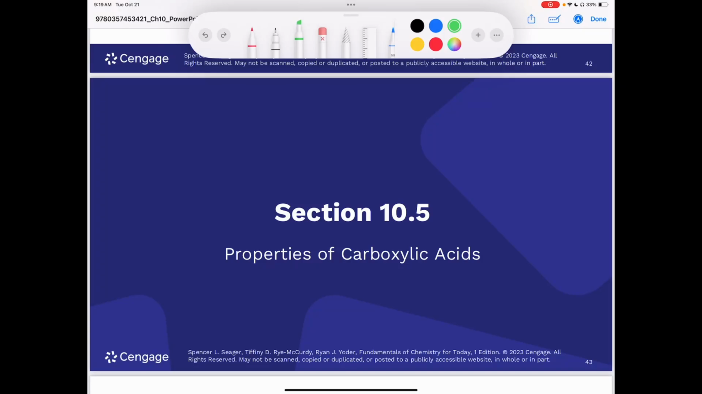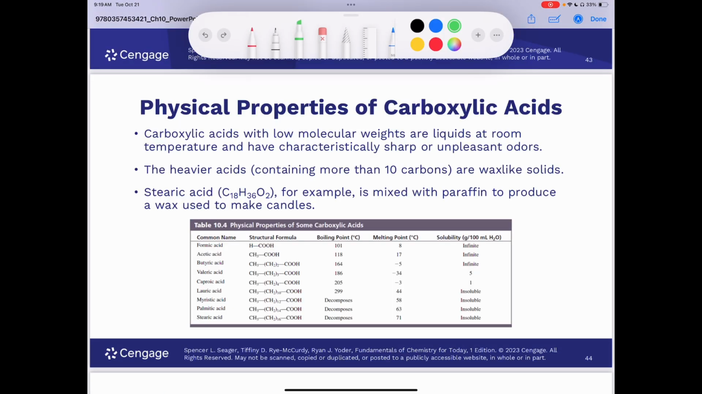Properties of carboxylic acids. Carboxylic acids with low molecular weight are liquids at room temperature and have characteristically sharp or unpleasant odors. You know that if you've ever been around vinegar, acetic acid, it only has two carbons in it, right? So it's a low molar mass and it has a very pungent odor that stings your nose. Heavier carboxylic acids, so if you have more than 10 carbons, become wax-like solids, okay?